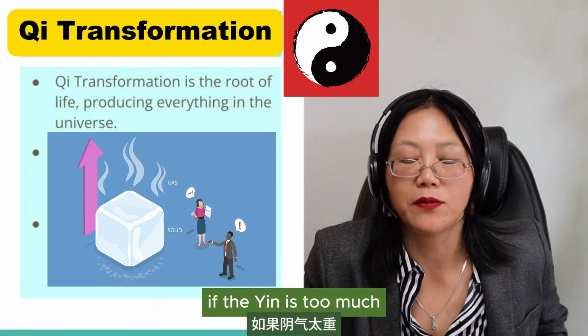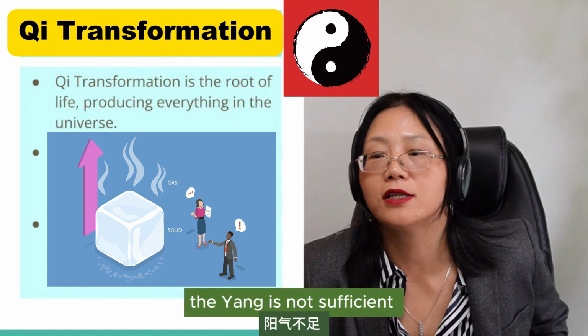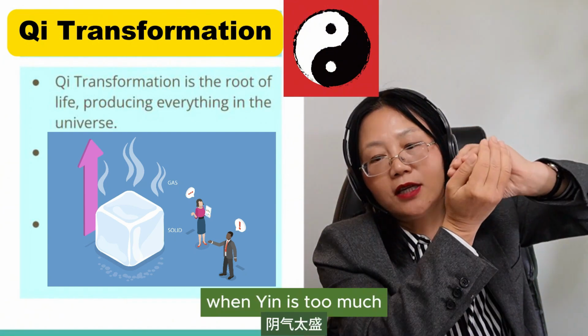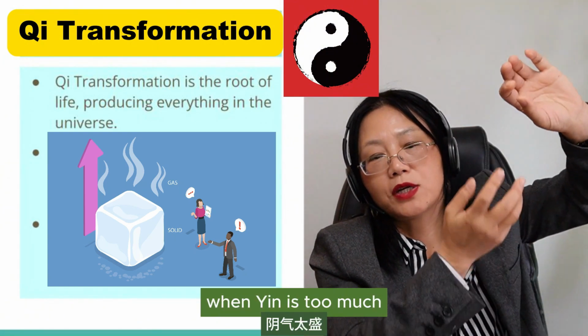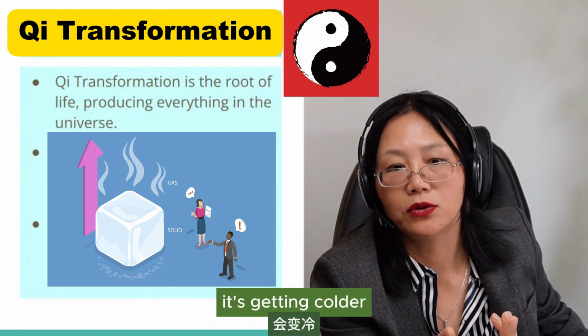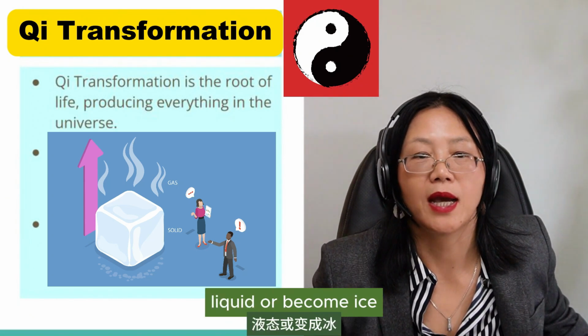There's another transformation, if the yin is too much. When yin is too much, the yang is not sufficient. Yin and yang coexist in such a room, inside the qi. When yin is too much, the yang will be less. When yang is not enough, it's getting colder. The vaporized water will become liquid or become ice.